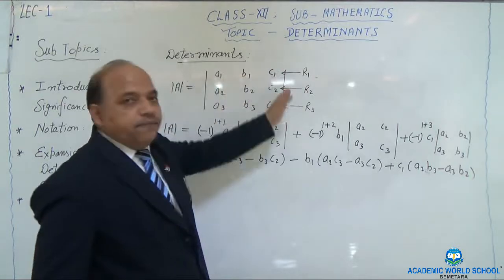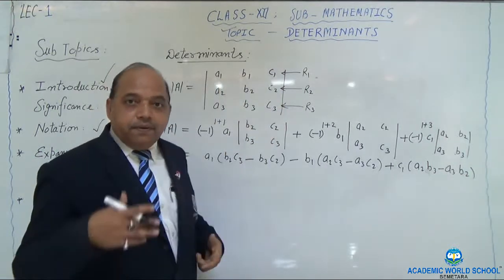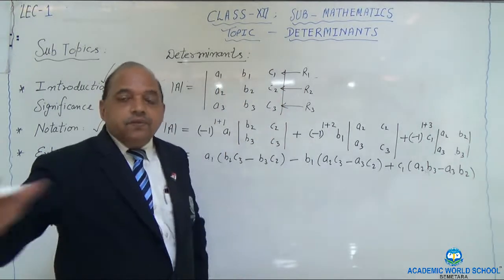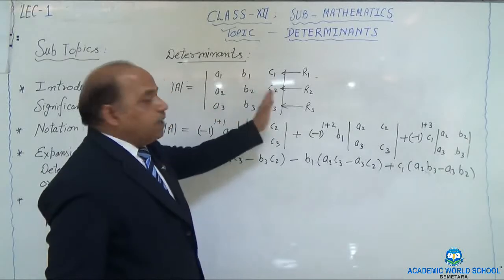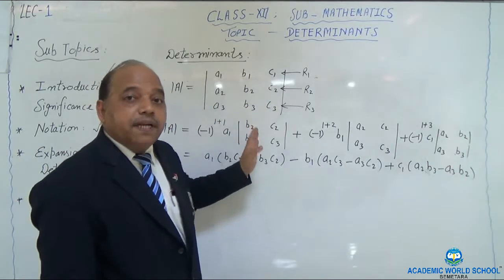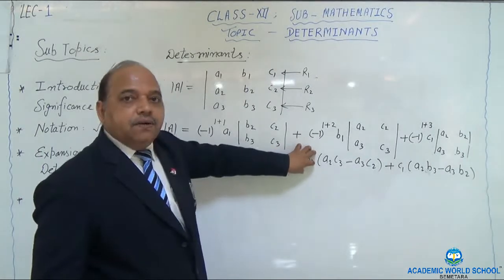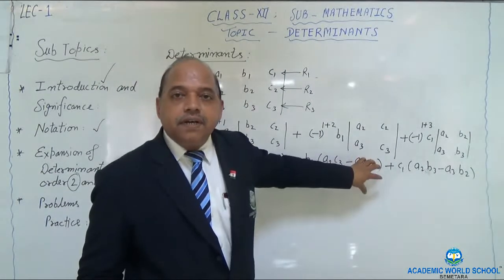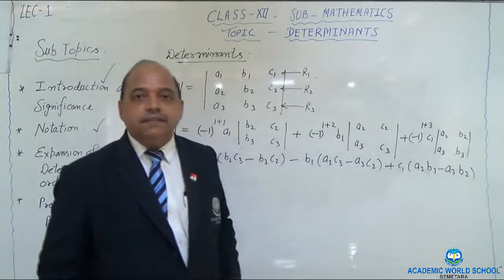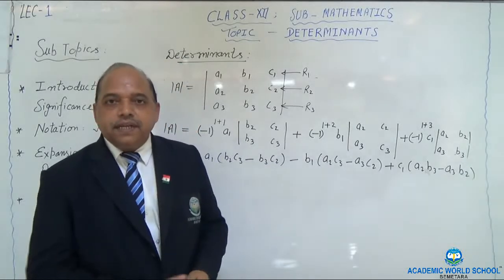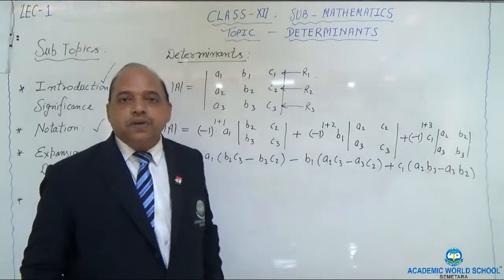Let's say I have given some numbers. After practice you will notice that wherever zeros are there, you will try to expand about that row or column. Why? Because the moment you get 0, it will make everything 0, the rest of the things 0. It becomes very simple. So let's solve one question and then we will go through our assignment.